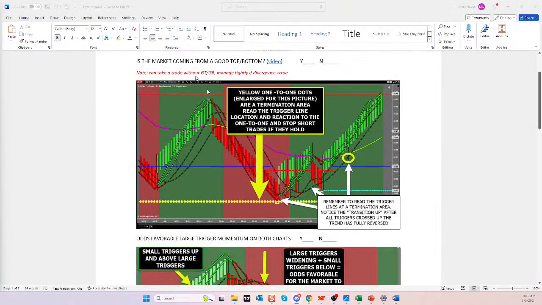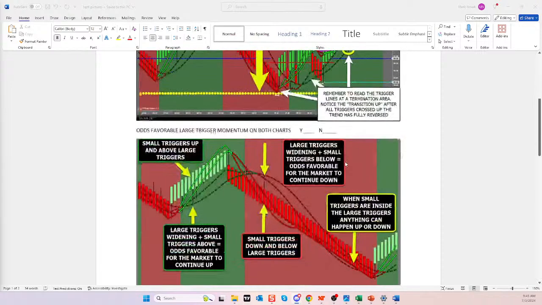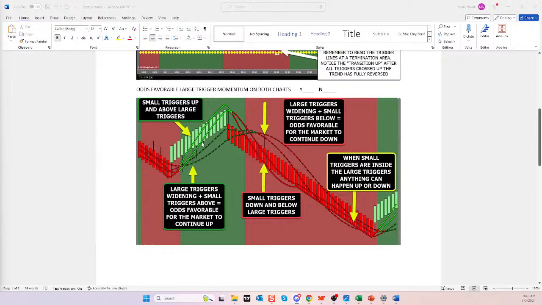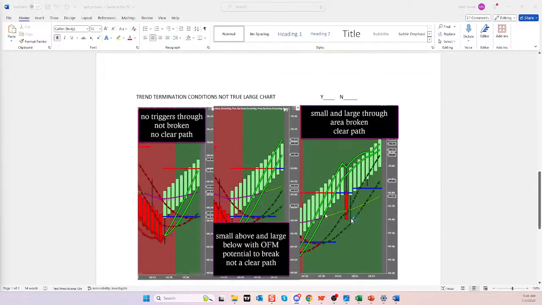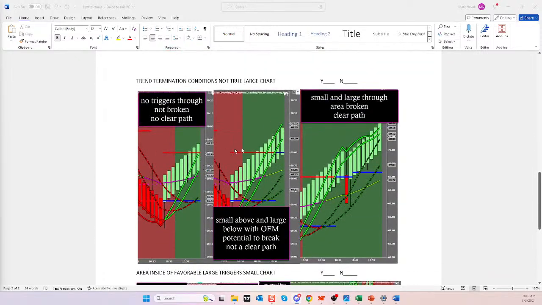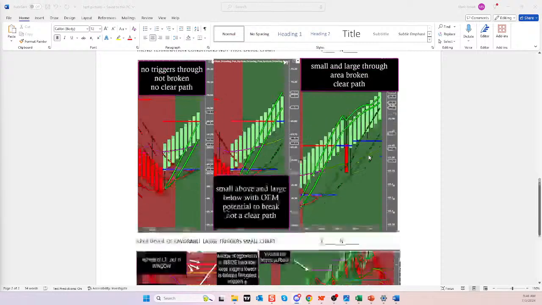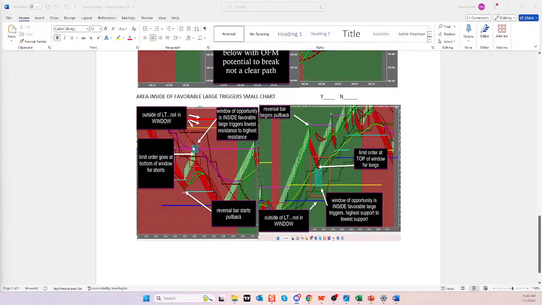This is what it means to have a strong top or bottom, a no termination condition. No triggers through termination condition reverses the market, and sets you up for the highest probability trend trade. Odds favorable, momentum, anything can happen. You should never confuse the two. No clear path, potential to break, now it's broken. A little bit of study, you'll never make that mistake. And exactly how to pinpoint where the market is most likely to continue, guys. So now you have chart reading 101 to develop recognition.